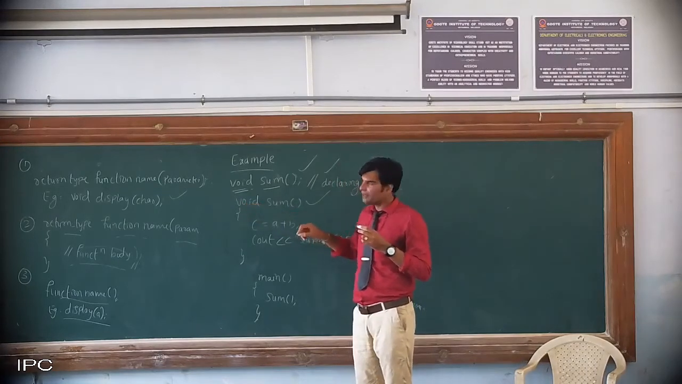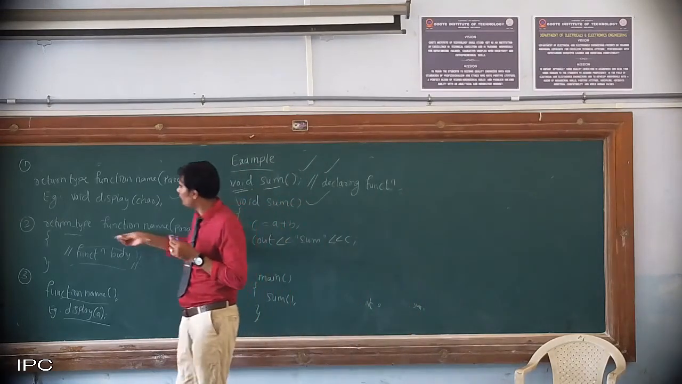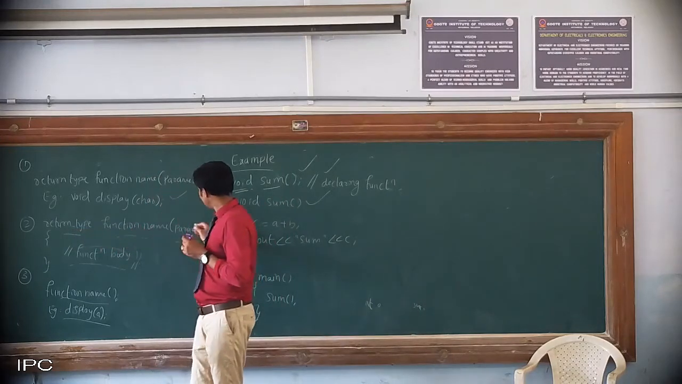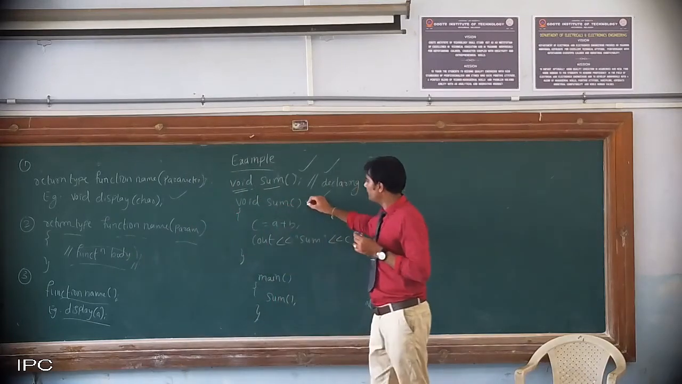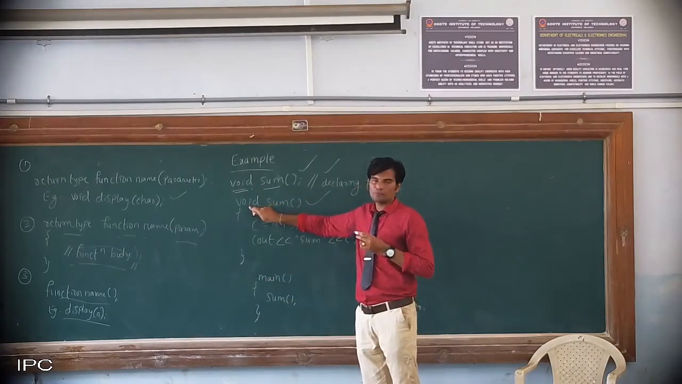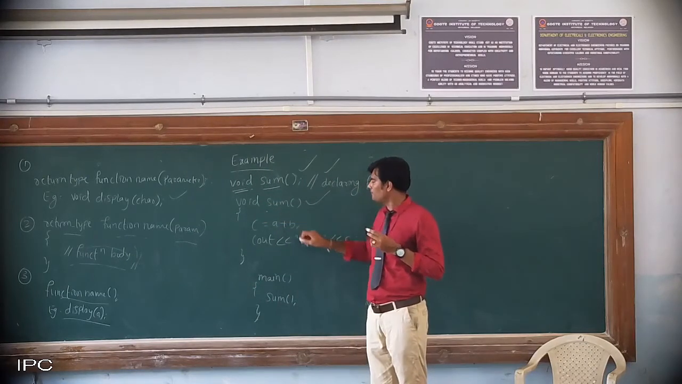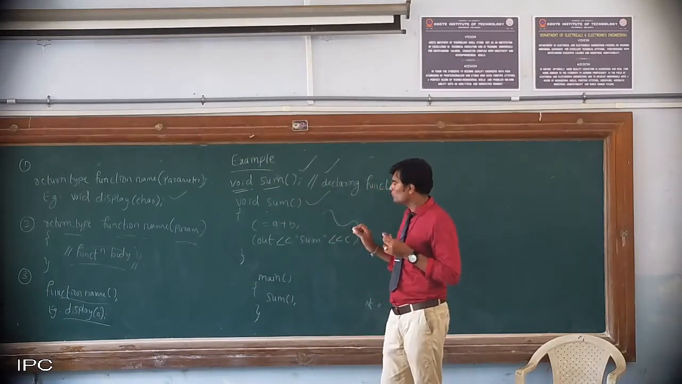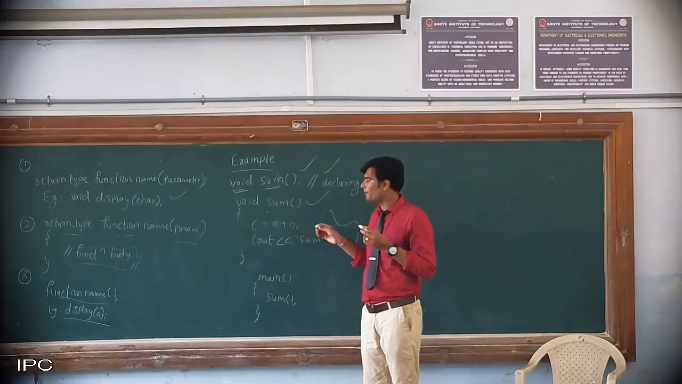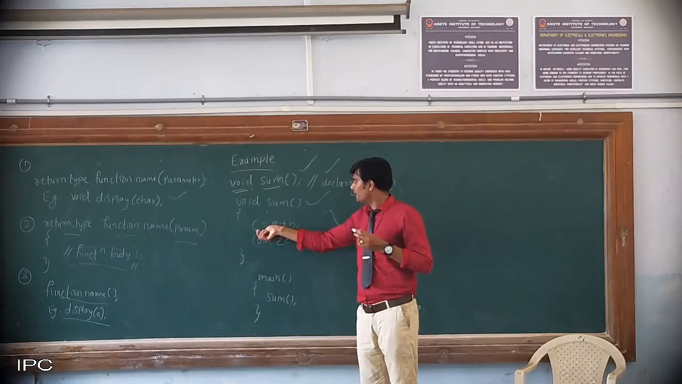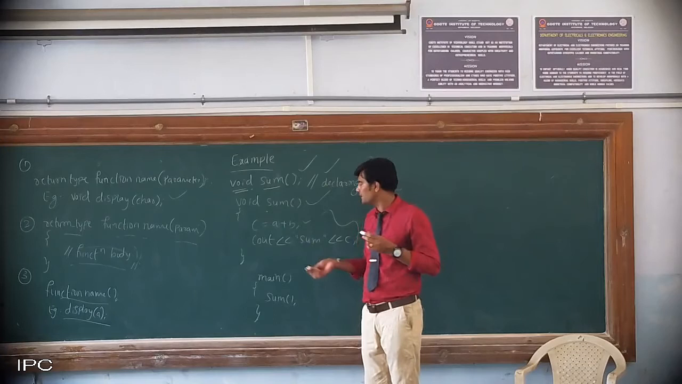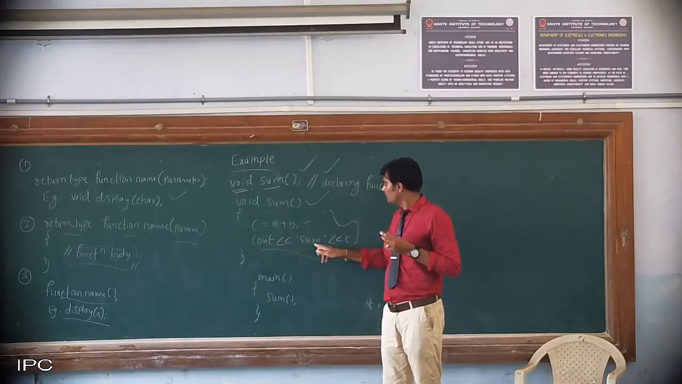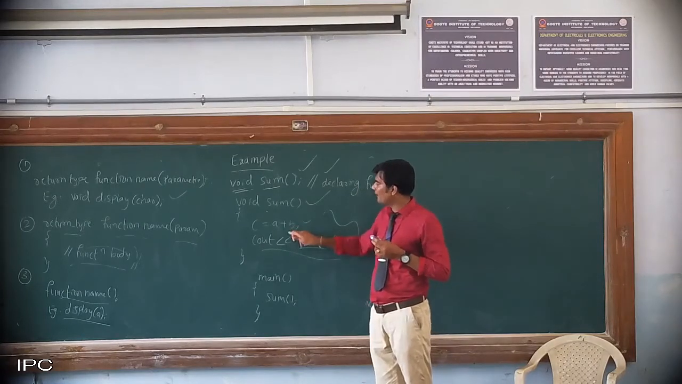When you are defining a function, what is the syntax you are following? Return type, function name, and then parameters. Then you specify the function body. Here we write the return type, that is void, then the function name, then the function body. To perform the addition of two numbers, we use c equal to a plus b. Then you print the statement, cout sum, c. Sum will print here, and then the value of c.